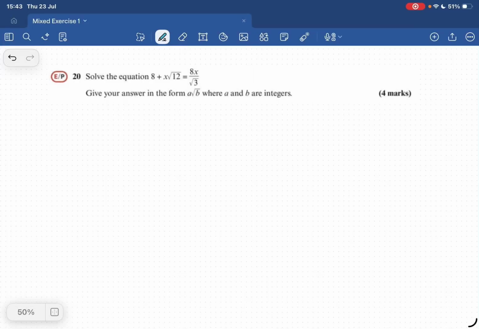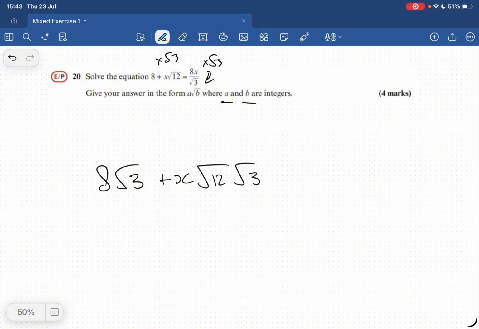Question 20, we've got a 4 marker here, and we want to find a and b. As always when we have surds and we have a denominator, so we have a fraction, we need to rationalize this surd. So it's times the top of the right hand side here by root 3 and the left hand side here by root 3. So we get 8 root 3 plus x root 12 times root 3 equals 8x.